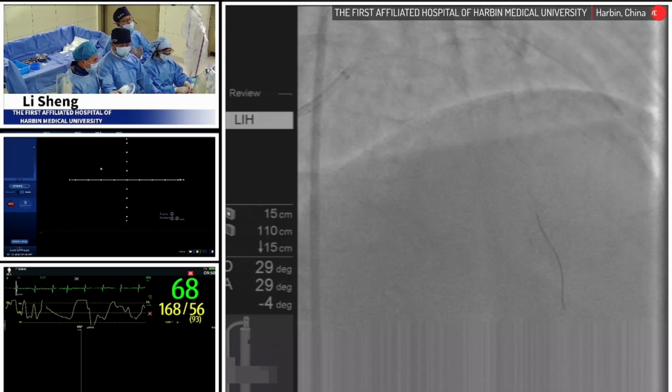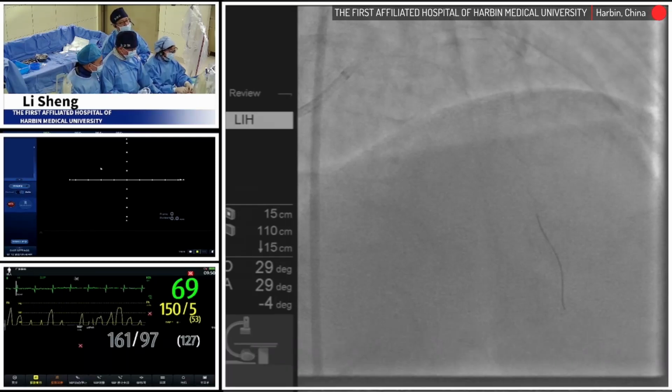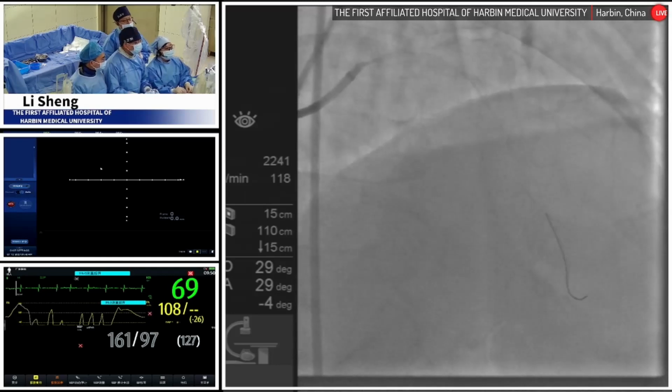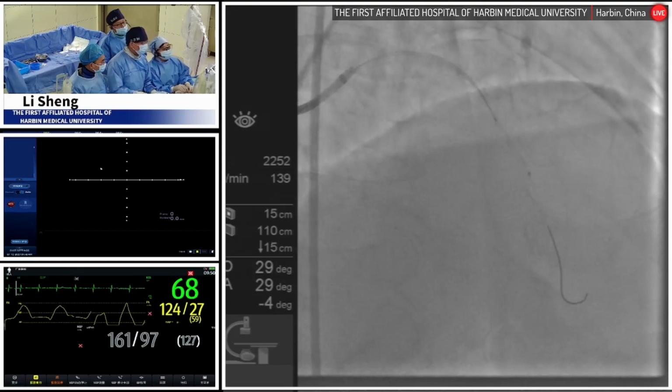This left main is super important. It supplies a large amount of myocardium. So we have to make sure the stent in the left main is well expanded.